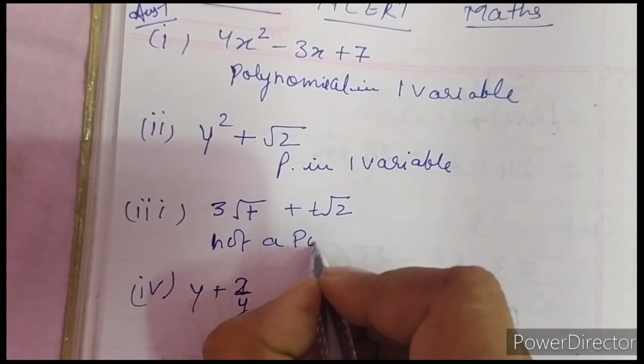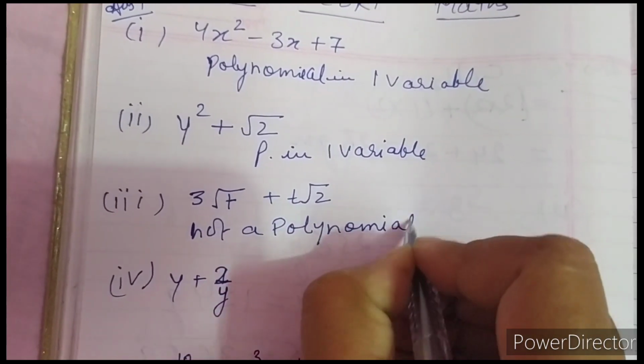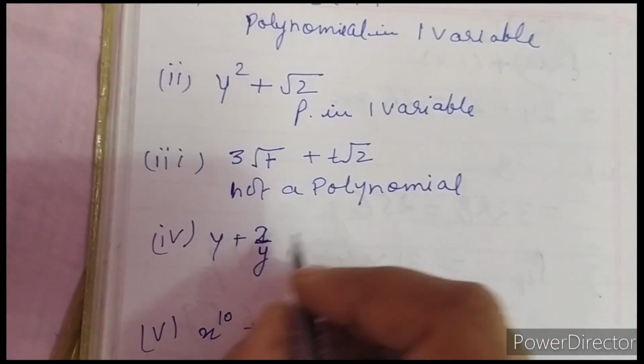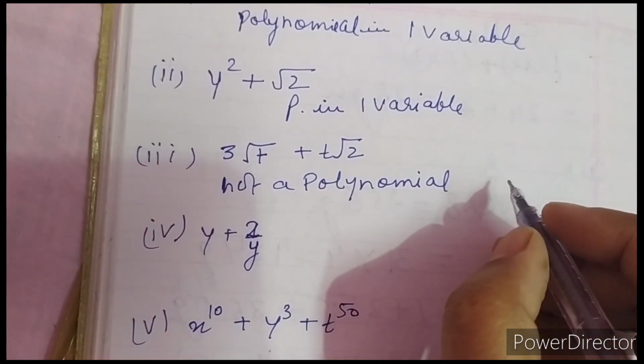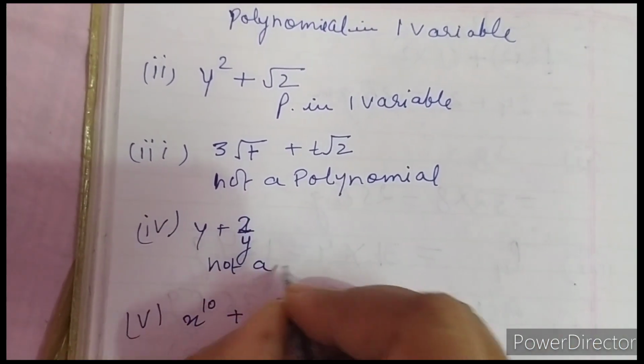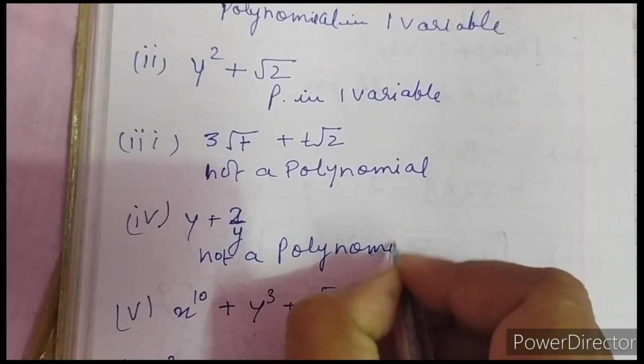Second, in this case this is not a polynomial. Why? Because the power of t here is not a whole number. Here you can see the power of t is not a whole number, so it is not a polynomial. You can write here because the power of t is not a whole number. Again, in the same way, this is also not a polynomial because the power of y is not a whole number here also.